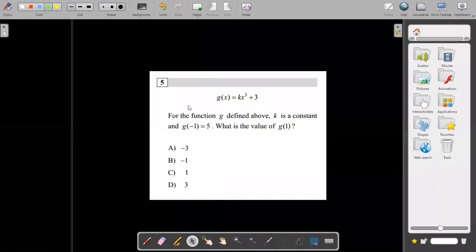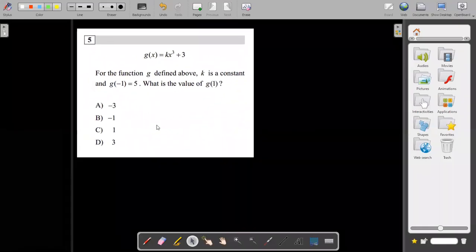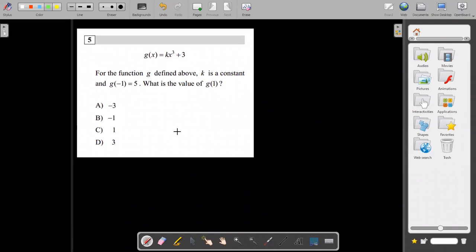Okay, so let us see this question. For the function g defined above, k is a constant and g of -1 is 5. What is the value of g of 1?